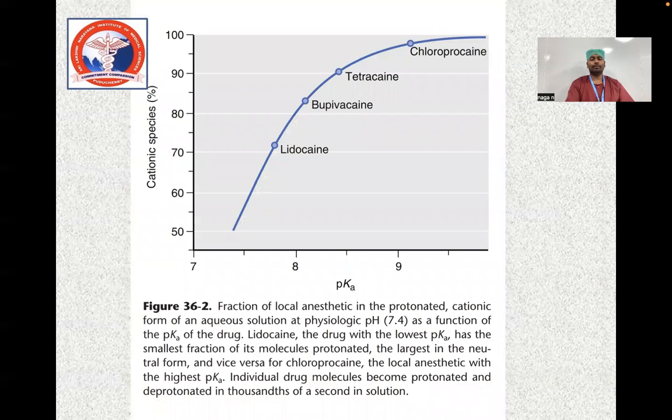Here is the fraction of local anesthetic in the protonated cationic form in an aqueous solution at physiologic pH, as a function of the pKa of the drug. Lidocaine has the lowest pKa, so the smallest fraction of molecules is protonated and the largest fraction is in the neutral form. The vice versa is true for chloroprocaine. For local anesthetics, individual drug molecules become protonated and deprotonated thousands of times per second in solution.